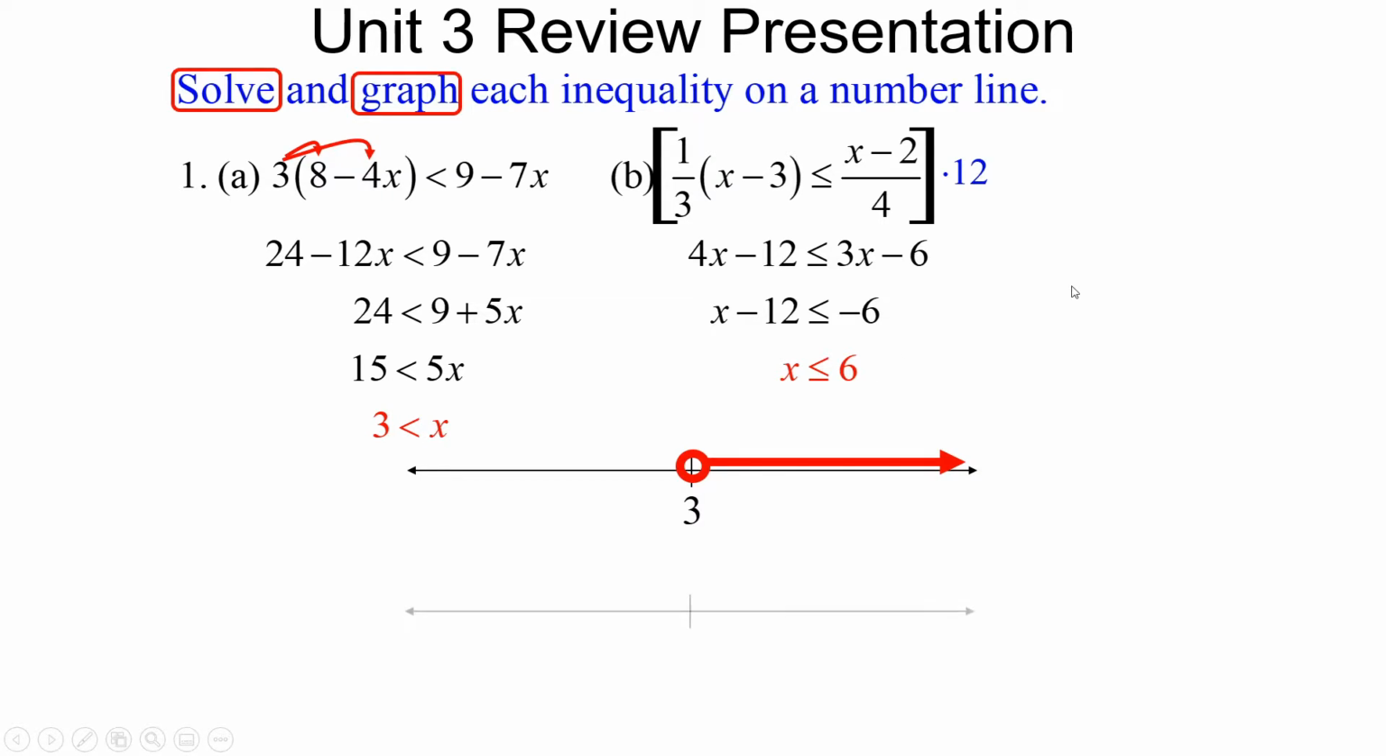And let's graph this one. What's the key number on that number line? It's going to be a 6. Look at my inequality. Do you see the equals? I need a solid dot. And x is less than or equal to that 6, so my arrow will go to the left. All right, there we go. Solving and graphing inequalities in one variable.